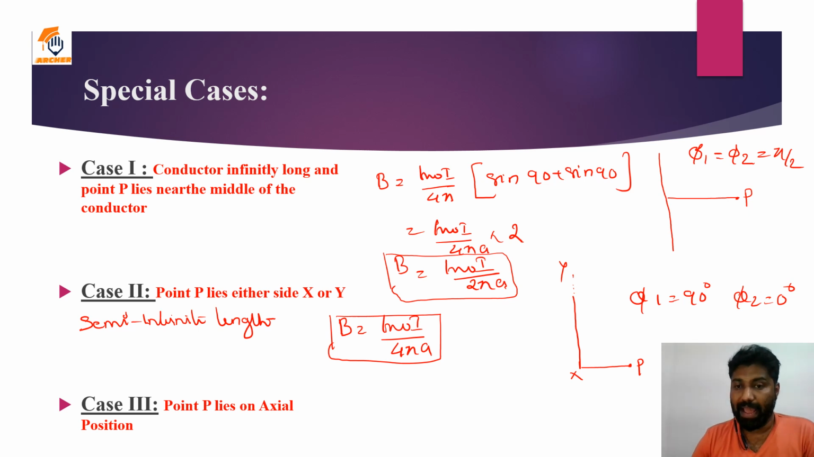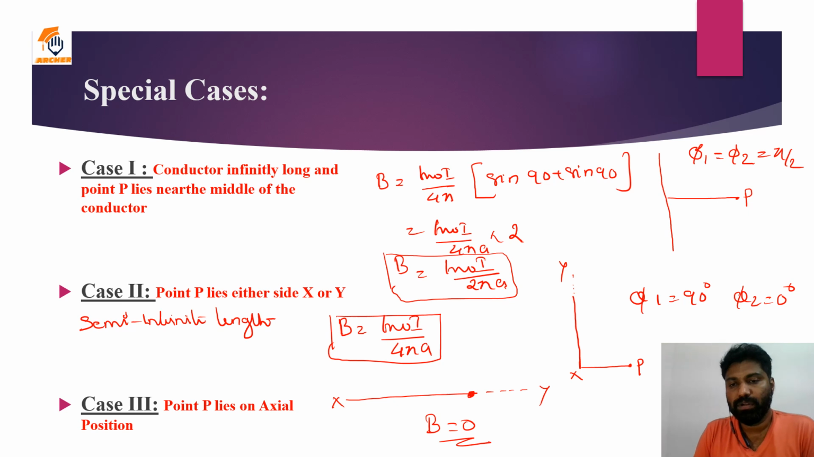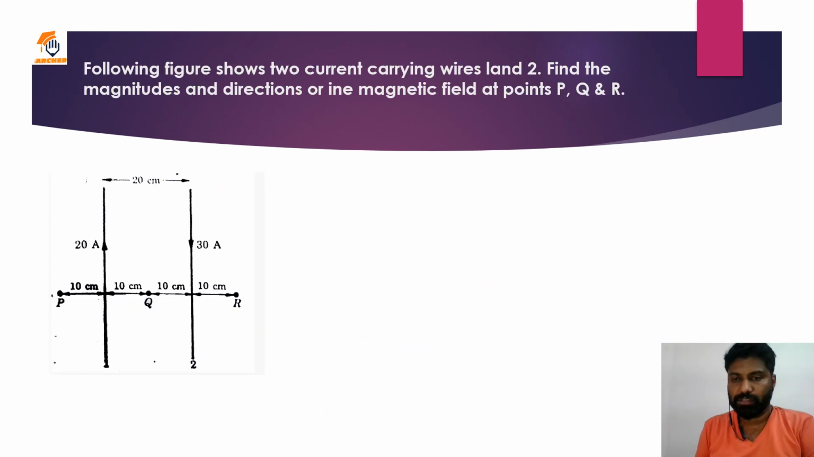Next, point P lies on the axial position. See, this is our XY, and I am considering an axial position here. So in this case, the magnetic field will be 0. So these are the three cases we need to consider. Hope you understood thoroughly how to find the magnetic field in a straight current carrying conductor. So we can go with a numerical.